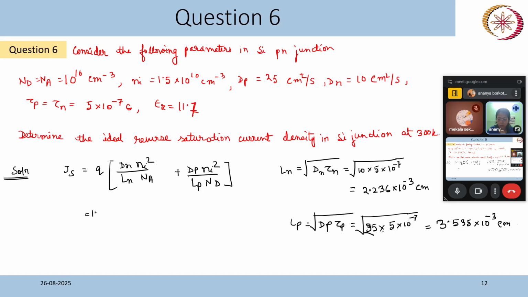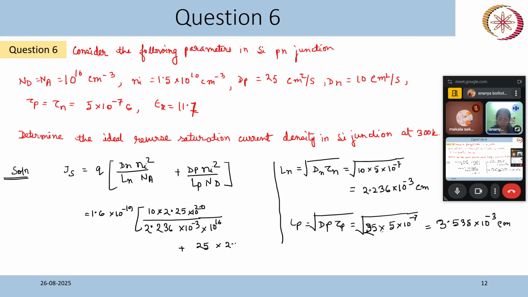So Q is 1.6 into 10 to the power minus 19. Dn is 10. Ni square is 2.25 into 10 to the power 20, divided by 2.236 into 10 to the power minus 3 into 10 to the power 16. Plus 25 into 2.25 into 10 to the power 20.